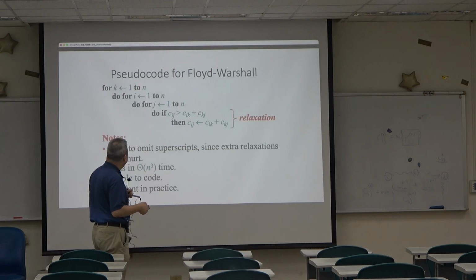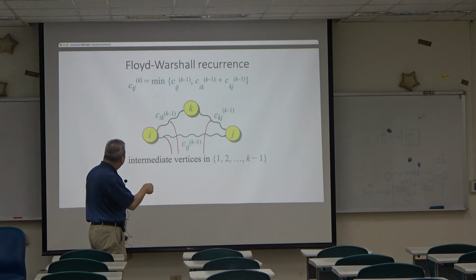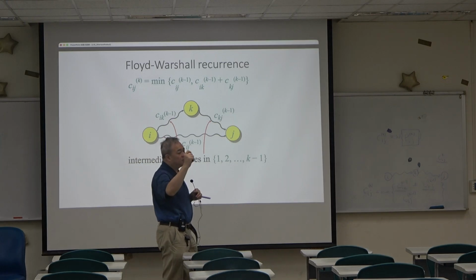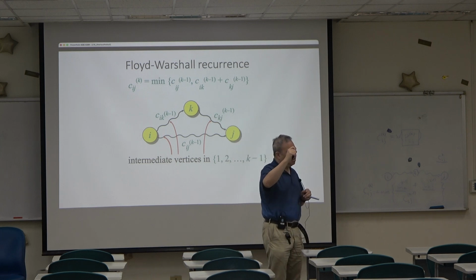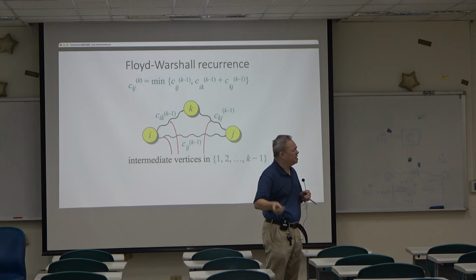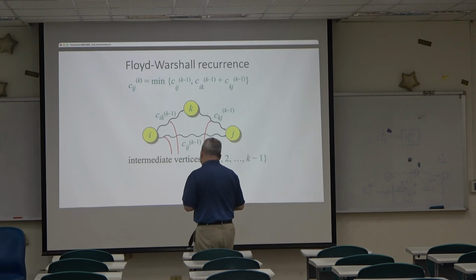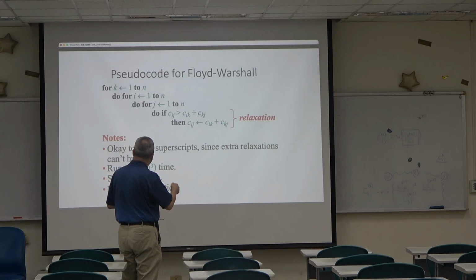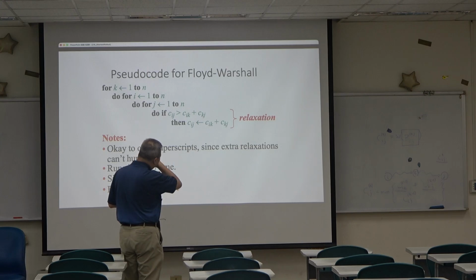In other words, because we already know C_i,j,0 will be A_i,j, we can construct C_i,j,1 from C_i,j,0, and we will be able to construct C_i,j,2 from C_i,j,1, and so on. So eventually we can reach C_i,j,n this way. So the pseudocode for the Floyd-Warshall is like this.